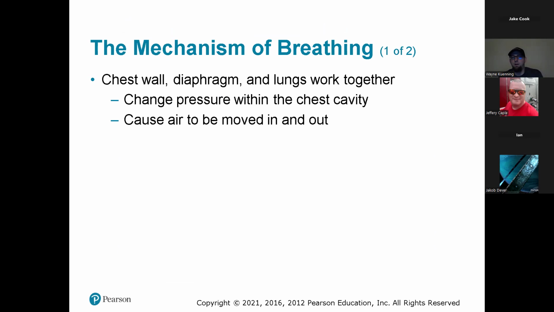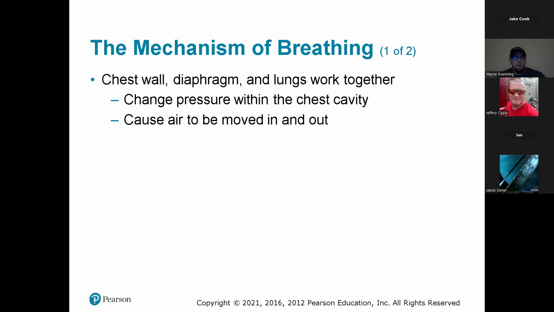Have you gone over what causes breathing? Hope you have. Changes in pressure within the chest cavity is what actually initiates you to breathe. We are inherently a negative pressure system.